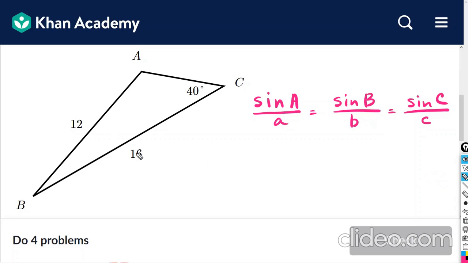And as you can see from this drawing here, we're looking to find angle A, and we have the measurement for angle C. So angle B is basically out of the question. So we're not even going to use that fraction. So let's start with the sine of angle A. We don't know angle A. And we said lowercase a is the side length across from angle A. So lowercase a is going to be 16.